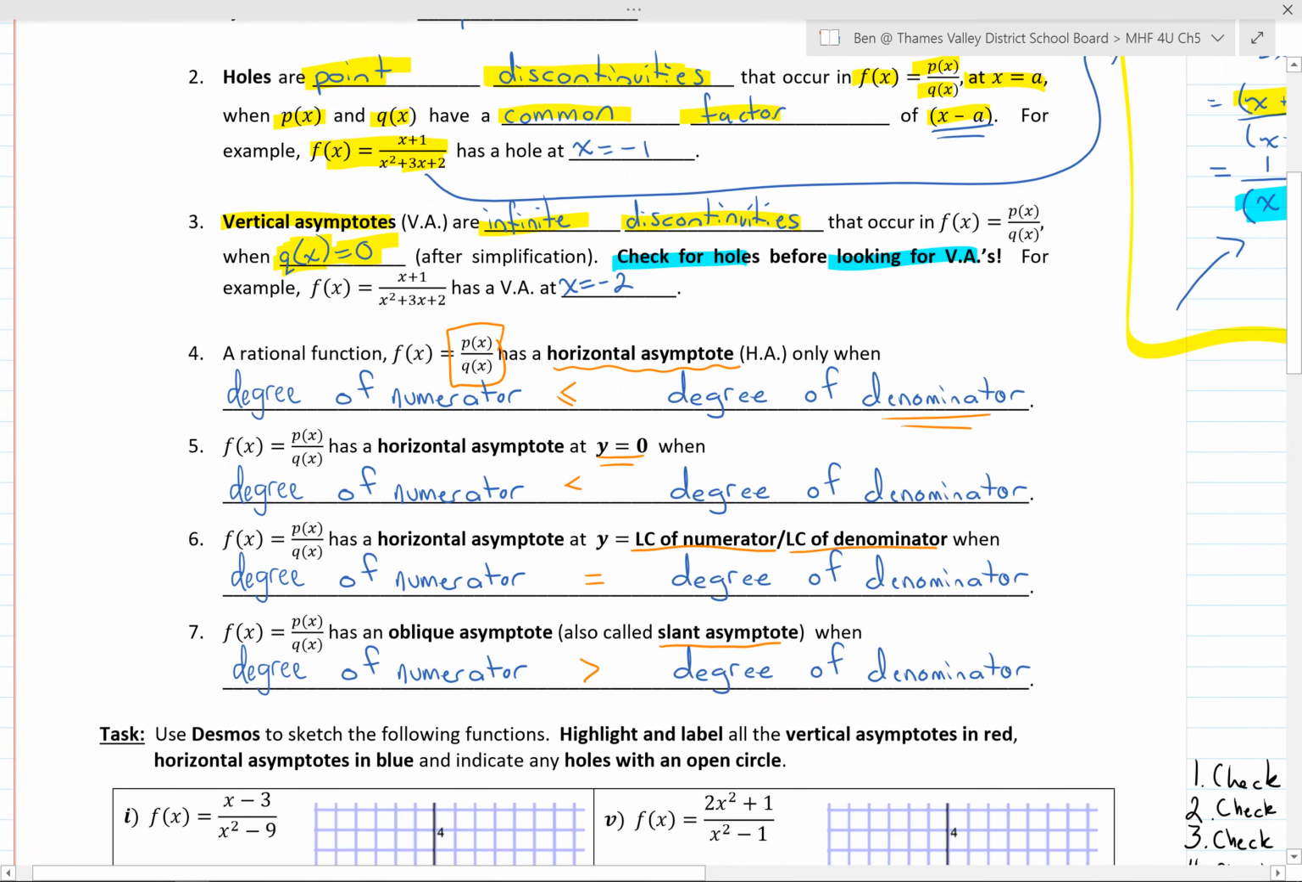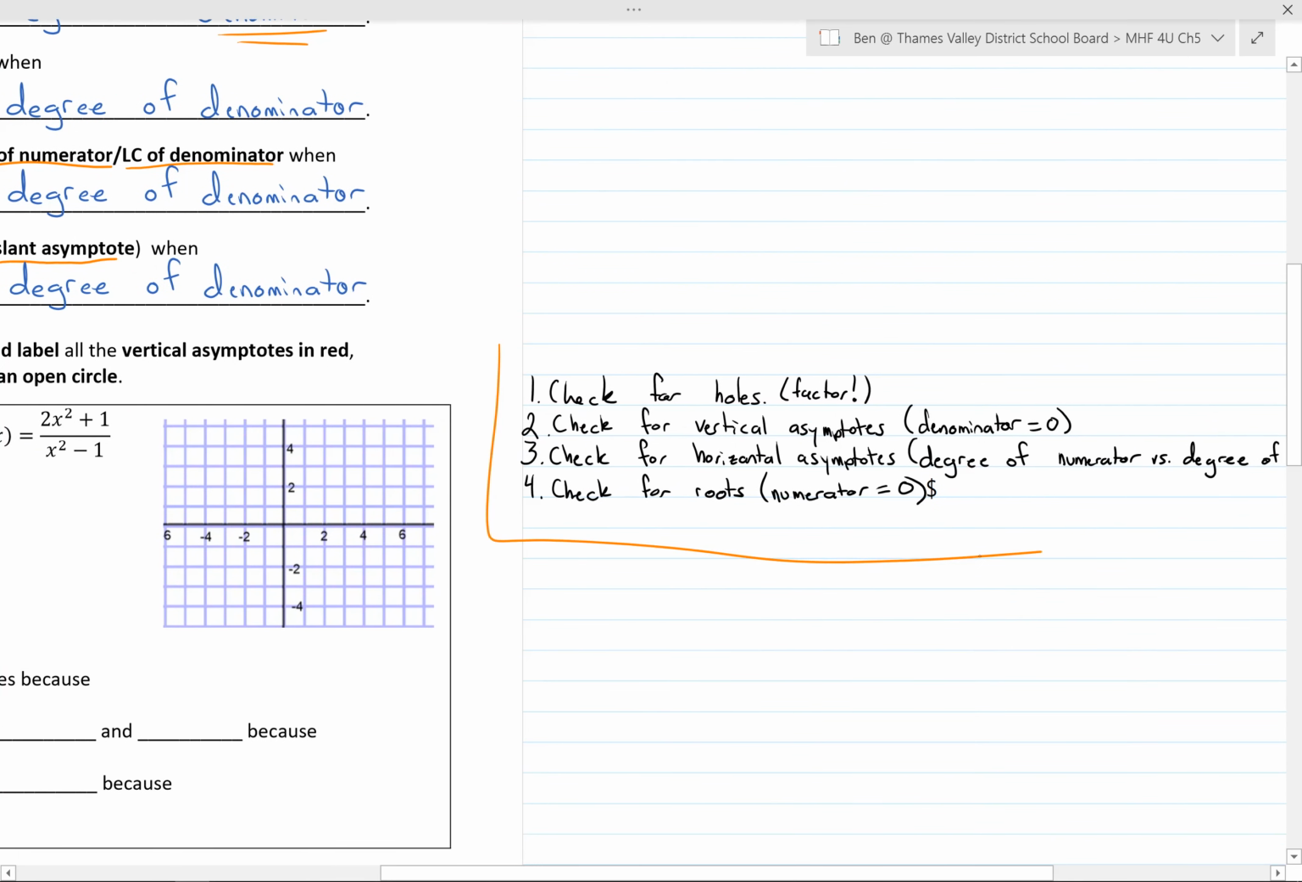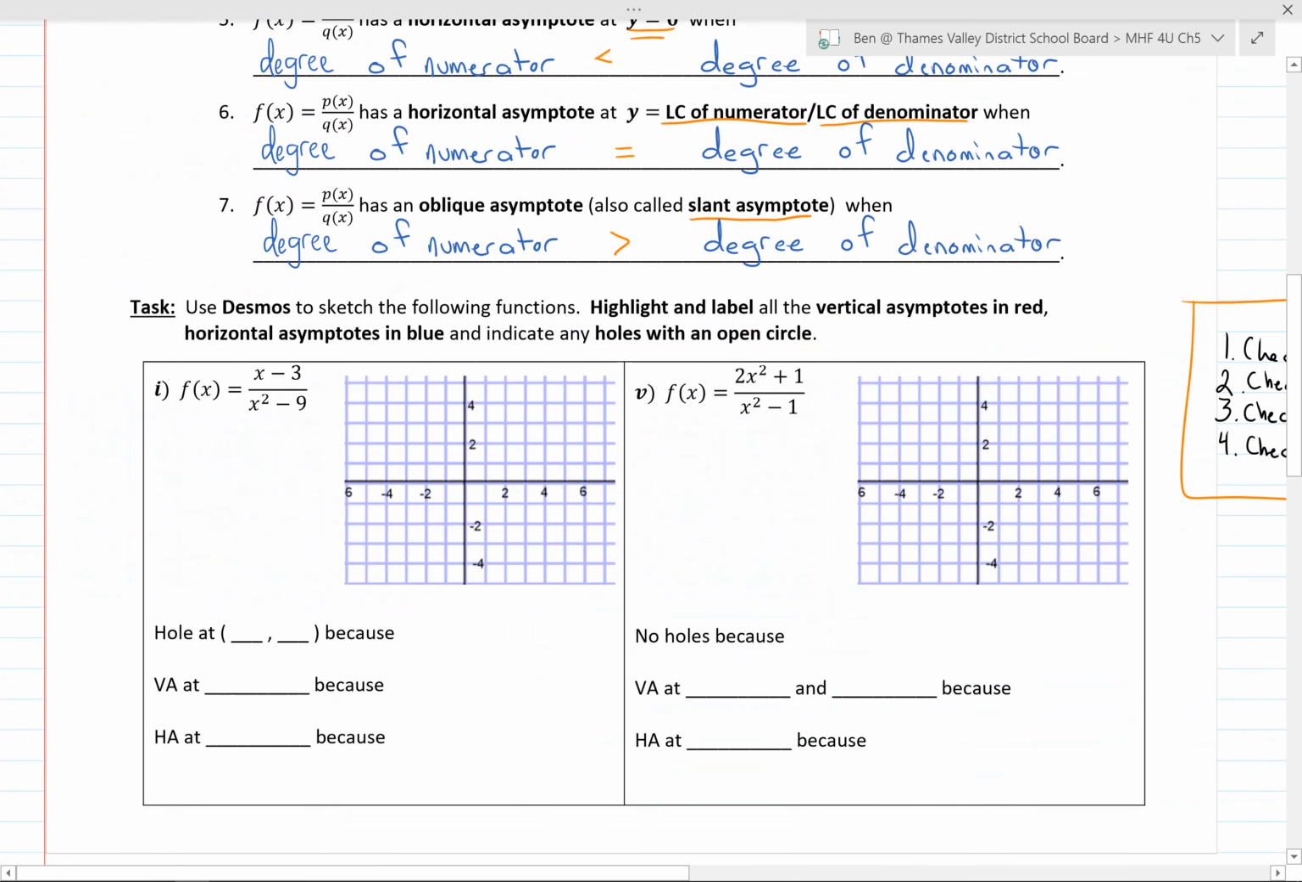Okay, now what I would like you to do is I would like you to try it out. We have an order of a procedure as we try to sketch a rational function here, and I would like you to try and use Desmos.